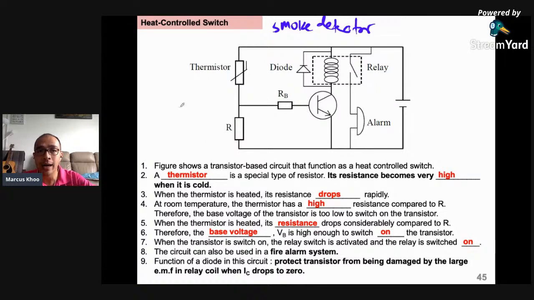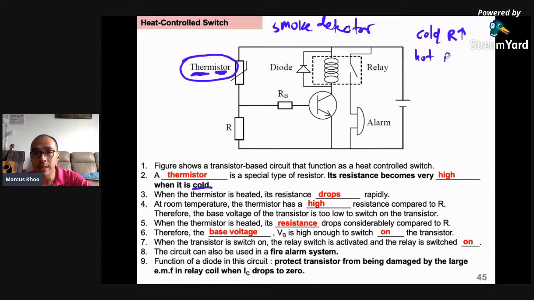So instead of the LDR just now, which is light dependent resistor, for heat control switch, we use a thermistor. Thermistor because dia adalah resistor yang bergantung kepada thermo, which is the thermometer lah. So dia adalah resistance becomes very high when it is cold. I repeat, kalau cold, resistance is high. Kalau hot, resistance is low. Very important.